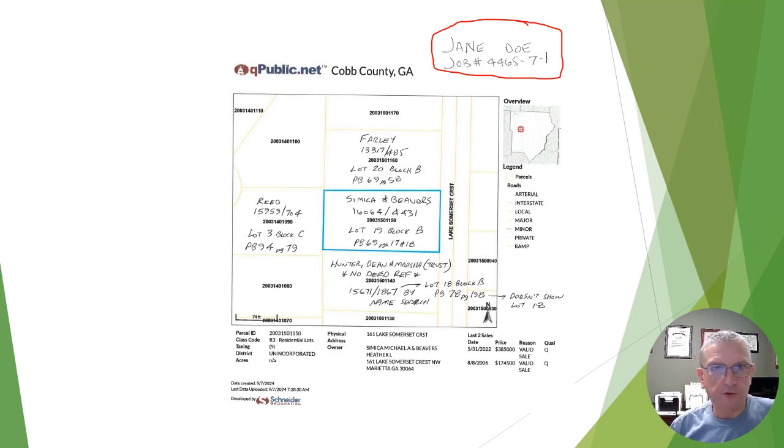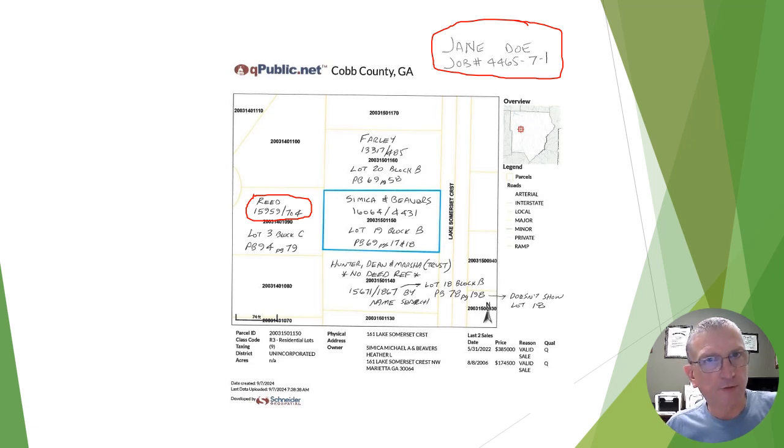4465-7-1. However your firm organizes job numbers is fine. But you can see all I've done is just wrote down the last name. Say, for example, here our rear joiner, I've wrote down the last name of our rear joiner and their deed book and page. I hit the hyperlink and see that it calls for lot 3, block C, Plat Book 94, page 79.